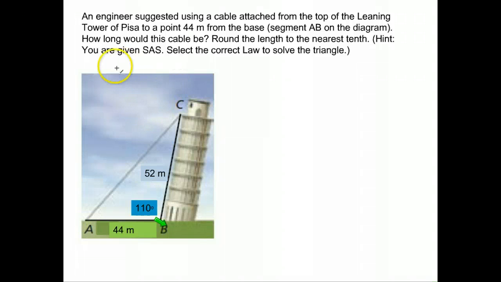Okay, let's take a look at an example here. An engineer suggests using a cable attached from the top of the Leaning Tower of Pisa to a point 44 meters from the base, segment AB on the diagram. Okay, so here we have our diagram labeled. Here's our Leaning Tower of Pisa. How long would this cable be?